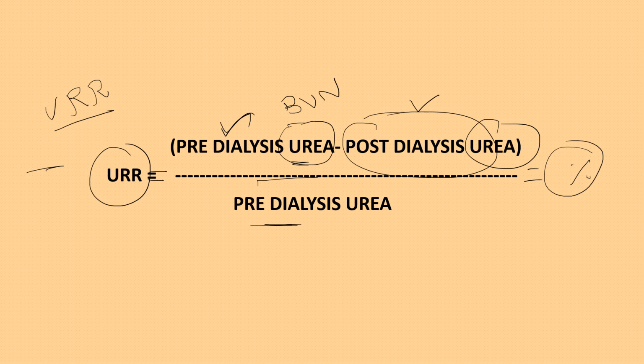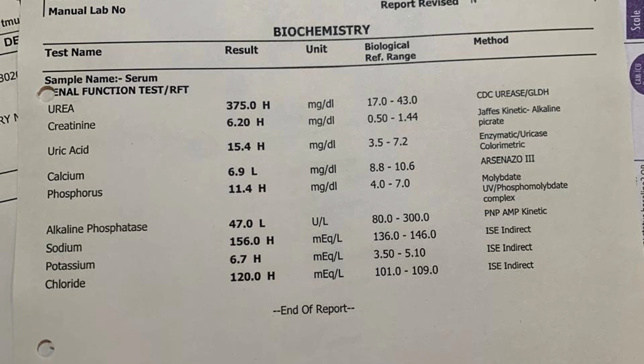Okay, let me give you an example. Let us take this report. This is a report of a patient where you can see the urea is 375. This patient is a case of CKD, was not on dialysis. All other parameters are deranged. This patient we are going to take for dialysis. And we have given the dialysis, and let us assume after the dialysis the urea value became 200 milligram per deciliter.